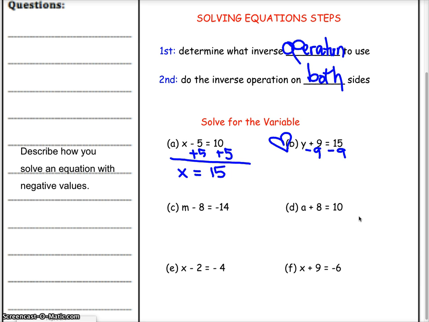Again, the heart of algebra is I need to solve. Solve means get the variable alone. So I'm getting rid of everything that's by the variable. Y equals 15 minus 9 is 6. I usually box off my values.